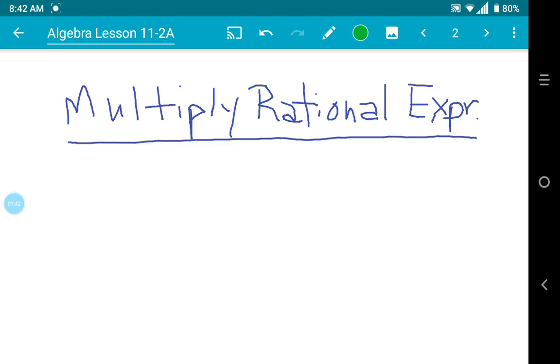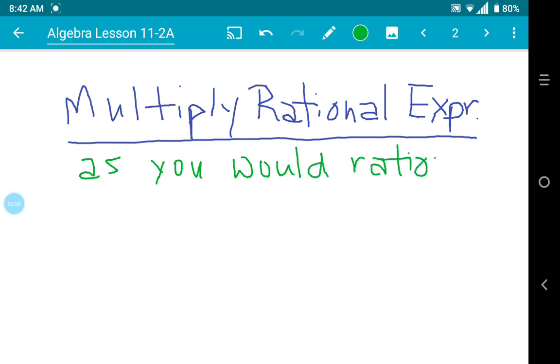Multiply rational expressions, and this isn't a definition, but it's just a rule of thumb, as you would rational numbers. And I don't think anybody was particularly confused about the first warm-up, right? Because you know how to multiply rational numbers. So multiply rational expressions as you would multiply rational numbers. And then I'll put a little colon and we'll finish that thought.